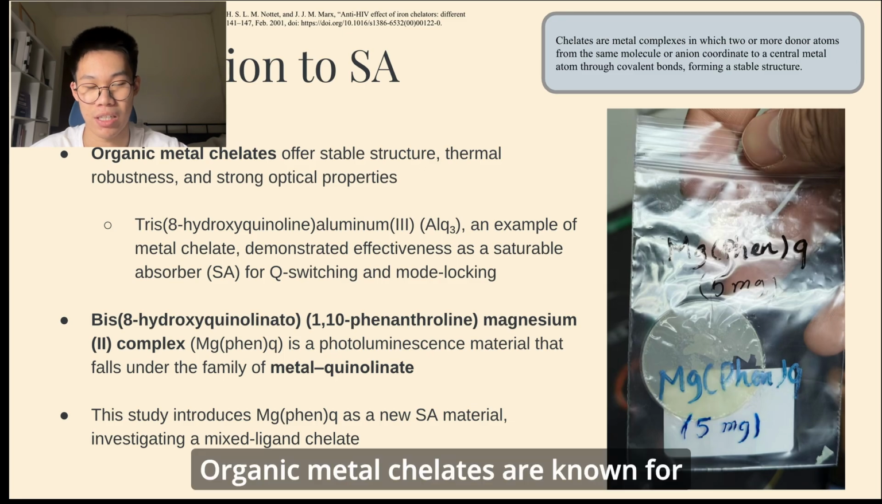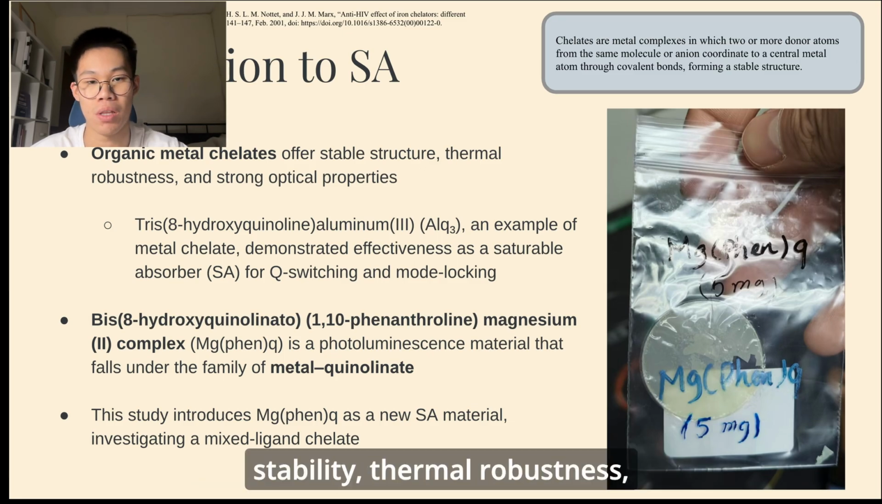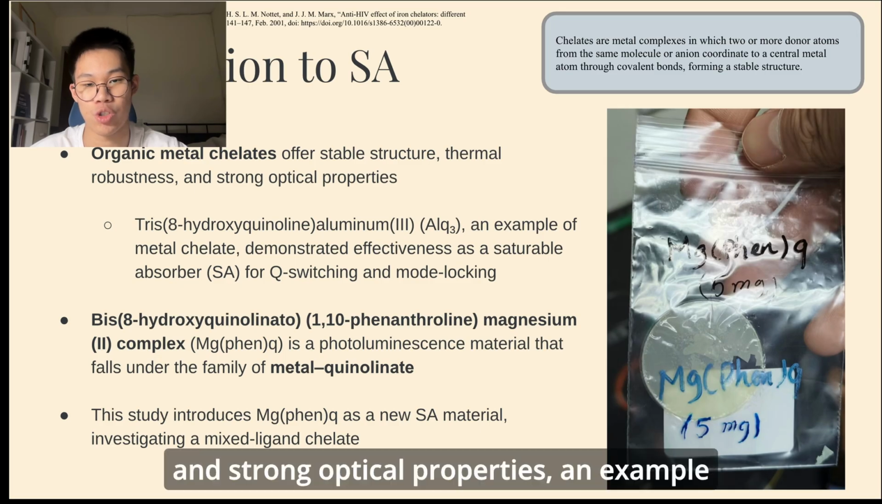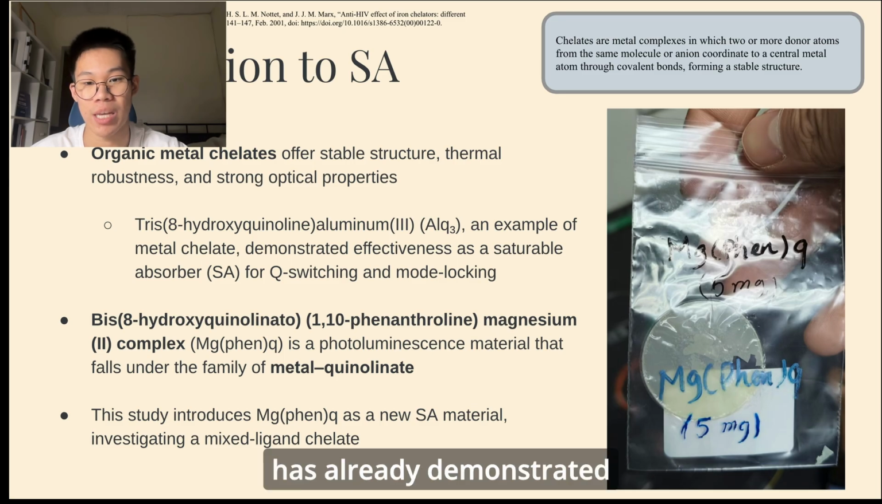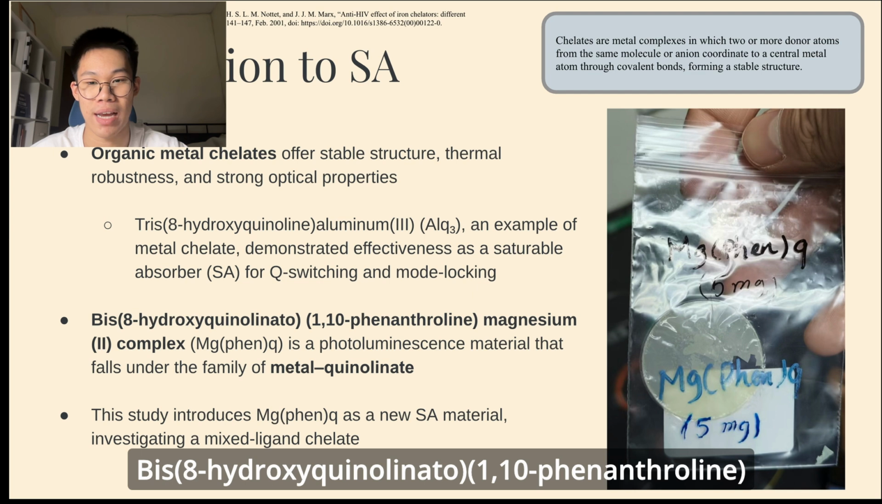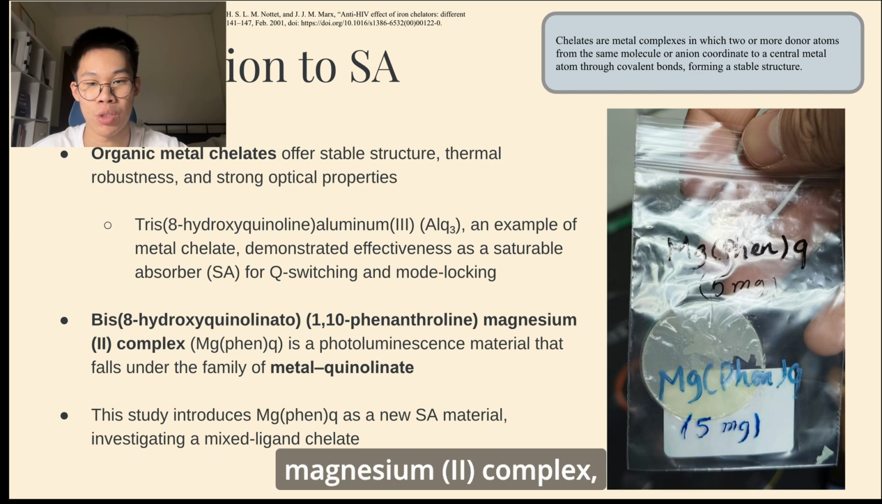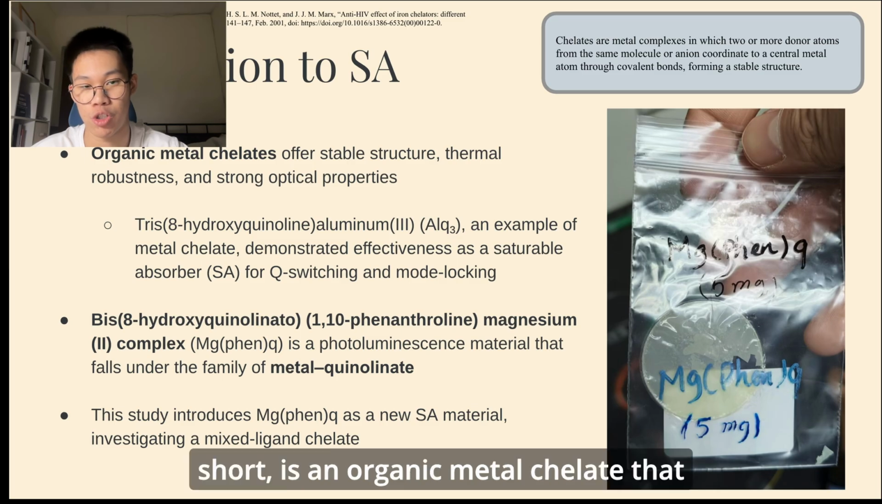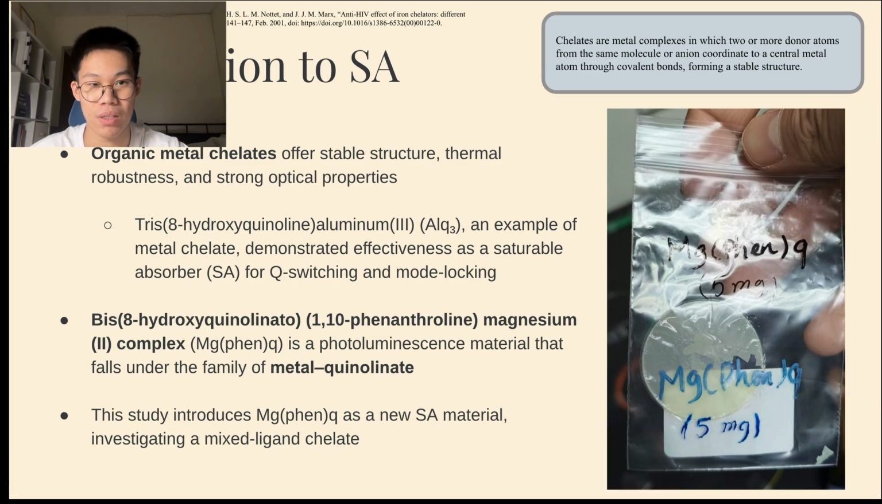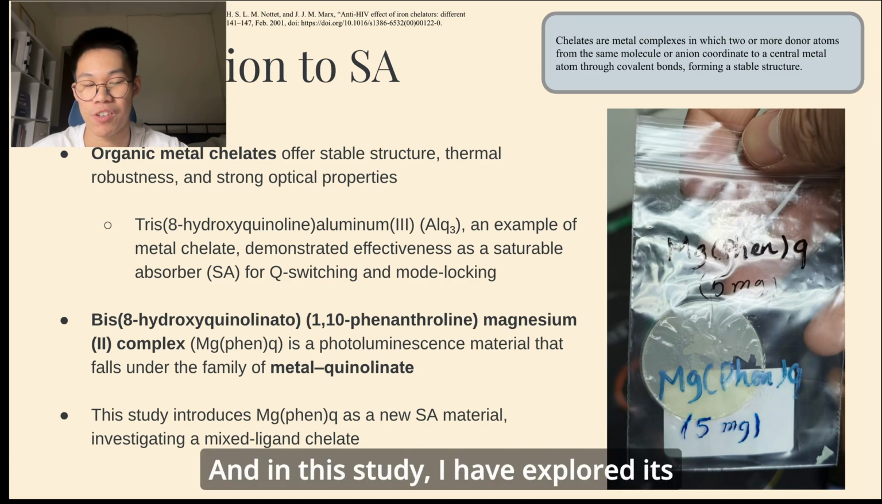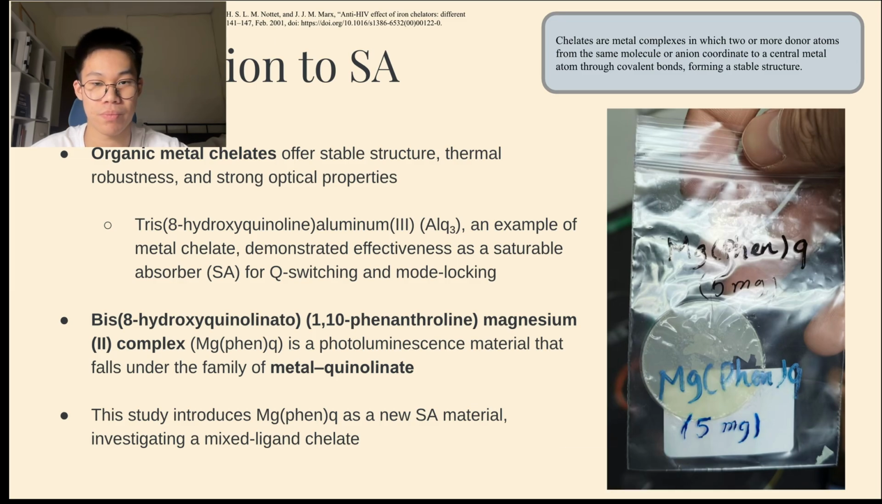Organic metal chelates are known for their structural stability, thermal robustness, and strong optical properties, an example of which, aluminum Q3, has already demonstrated success as a saturable absorber. Bis(8-hydroxyquinoline) naphtho[1,2-b]phenanthrene magnesium(II) complex, or magnesium FeNQ for short, is an organic metal chelate that belongs to a class of compounds known as metal quinolinate. And in this study, I have explored its potential as a new saturable absorber for Q-switching.